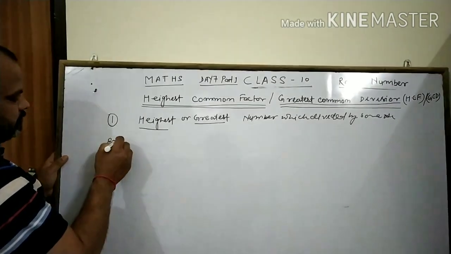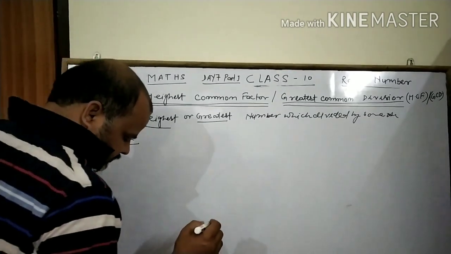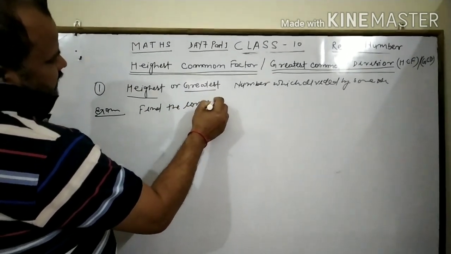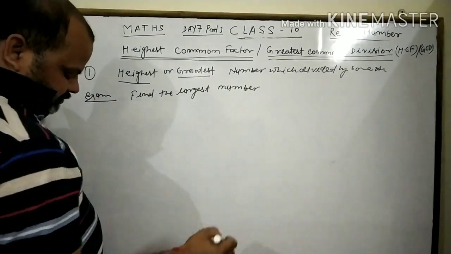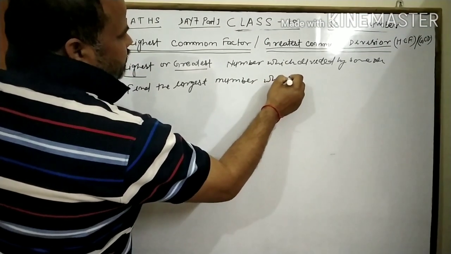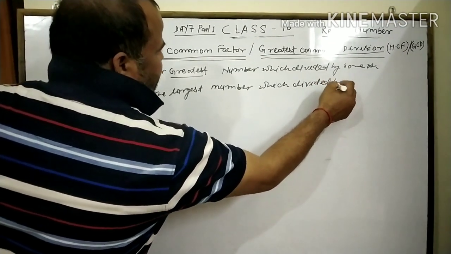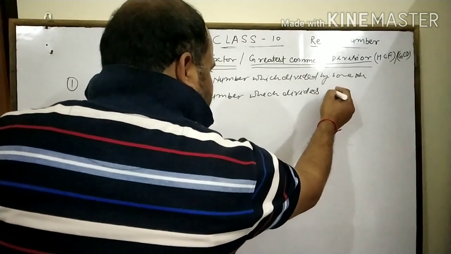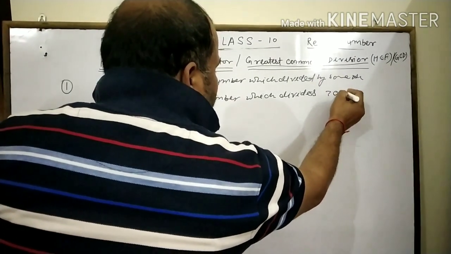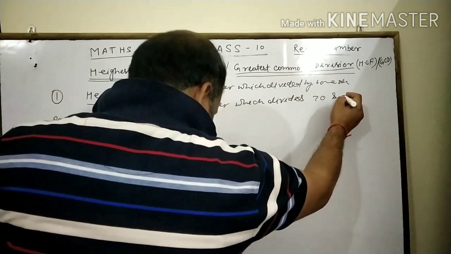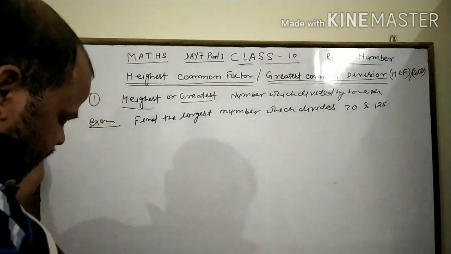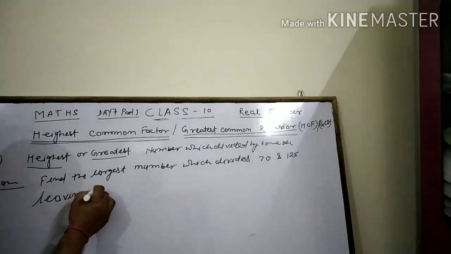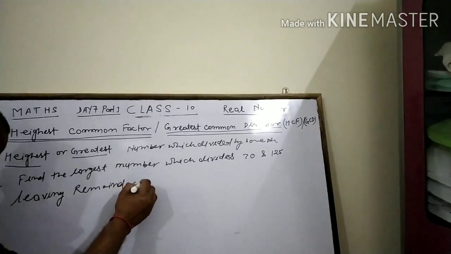The question is: find the largest number which divides 70 and 125 leaving remainder 5 and 8.